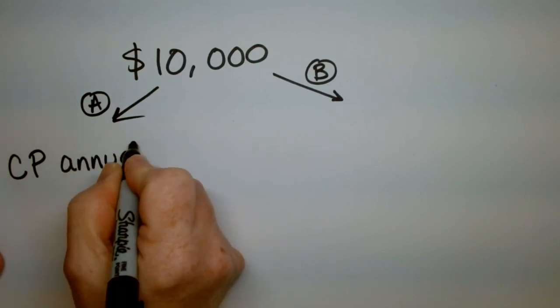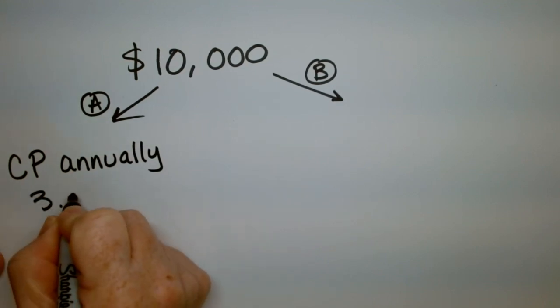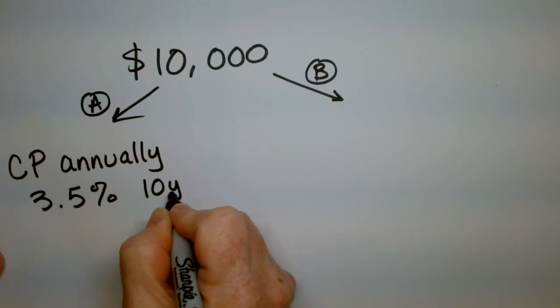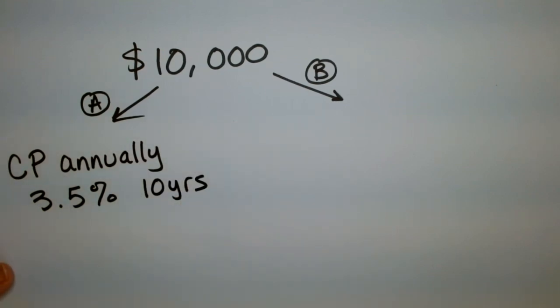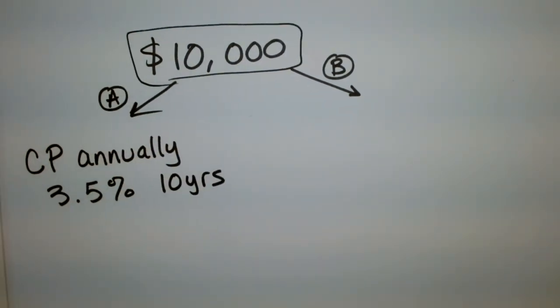That means your interest makes interest. Okay, the interest is 3.5%. And you're planning to put it in for 10 years. Suppose you're 8 years old. Somebody gives you $10,000. You know that's way too much for an 8-year-old, right? So you're going to put it away until you're 18.